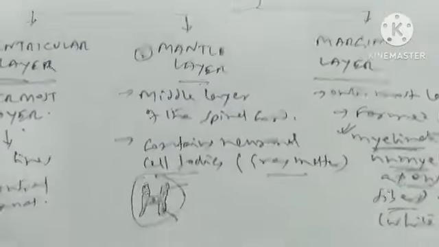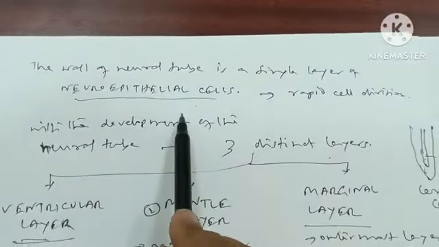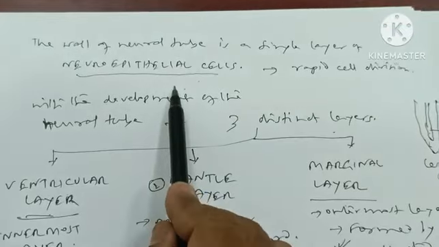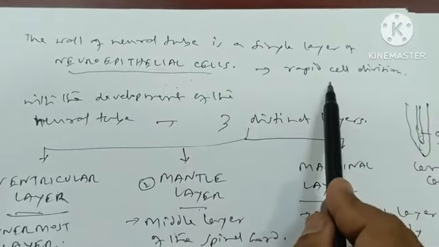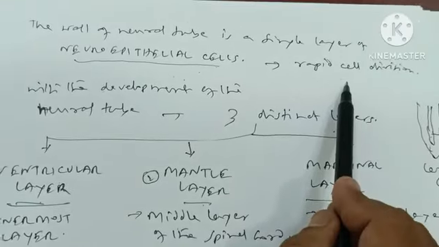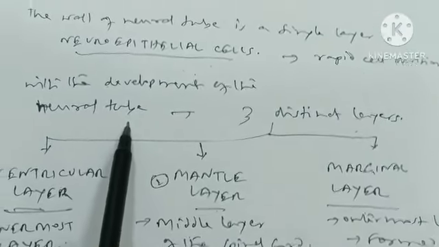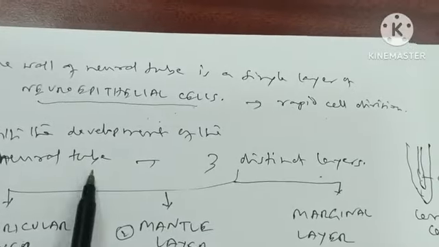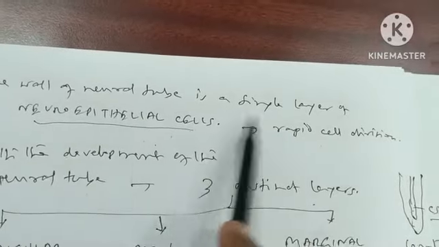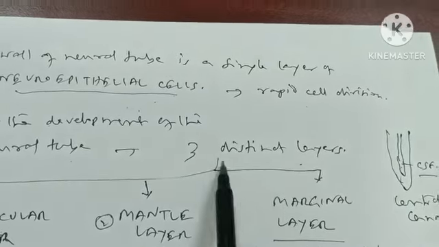So what you have seen: the wall of the neural tube is a single layer of neuroepithelial cells. These neuroepithelial cells undergo rapid cell division, and as they do, there will be development in the neural tube. With the development of the neural tube, the single layer wall will get differentiated into three distinct layers.